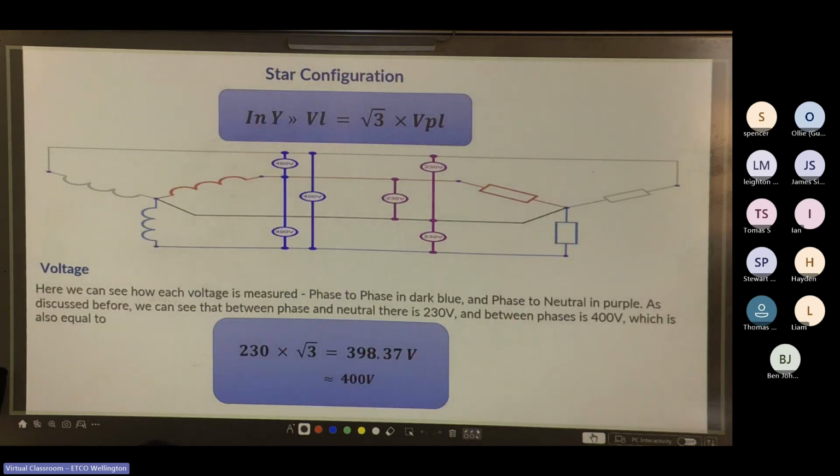So we have to remember in star configuration, voltage line equals the square root of 3 times voltage phase. Should be PH, not PL there. Here we can see how each voltage is measured, phase to phase in dark blue and phase to neutral in purple. As discussed before, between phase and neutral there is 230 volts, and between phases is 400, which is equal to 230 times square root of 3, which gives us 398.37, or for ease of remembering, 400 volts.